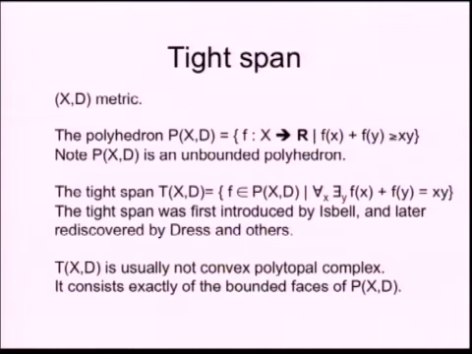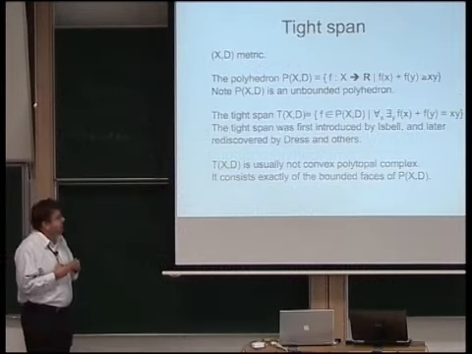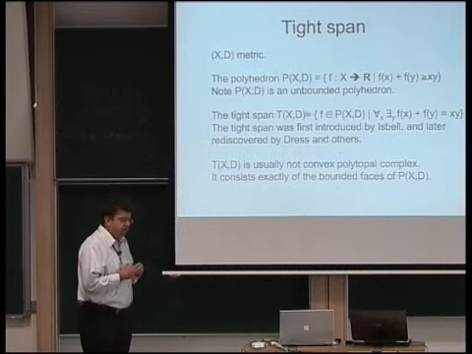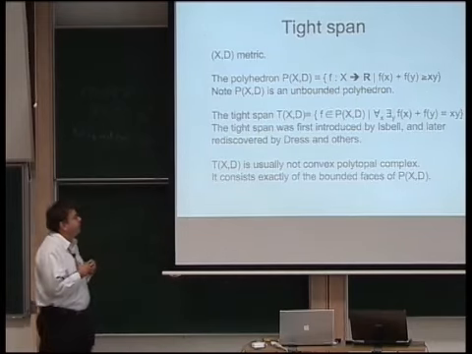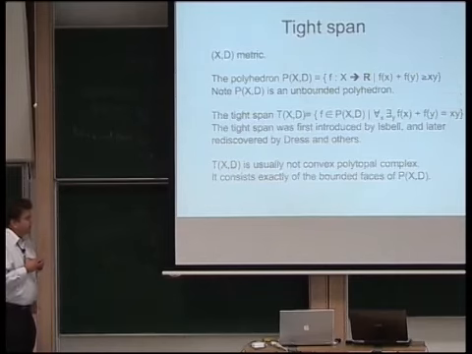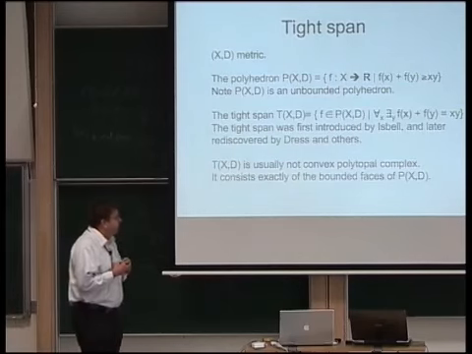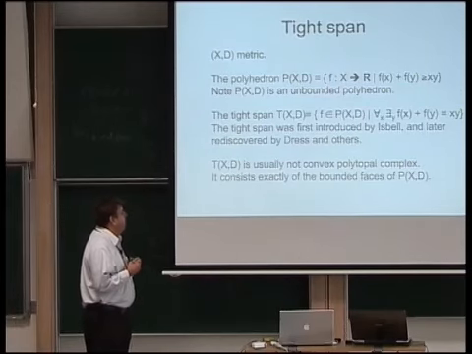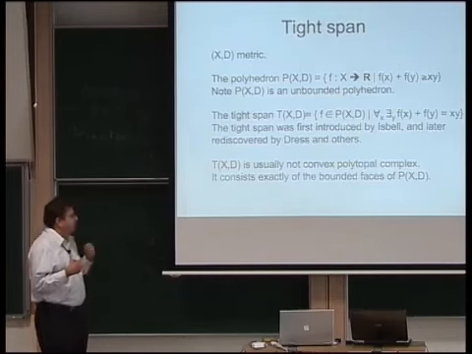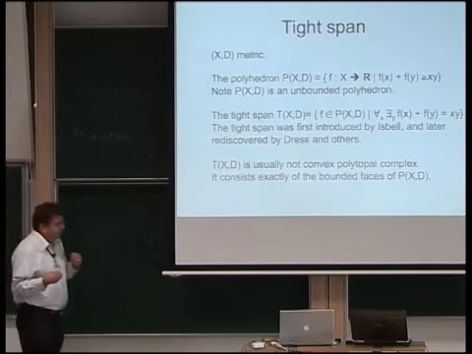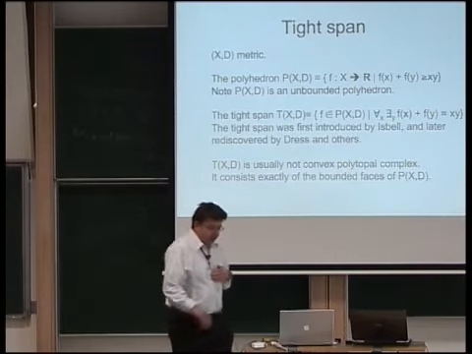The tight span was first introduced by Isbell and later discovered by Andreas Dress and other people as well, in the context of finding the phylogenetic tree, and others to find some problems in computer science. But the tight span is usually not a convex polytopic complex. And what you can show is it consists exactly of the bounded faces of the polytope P(X, d).